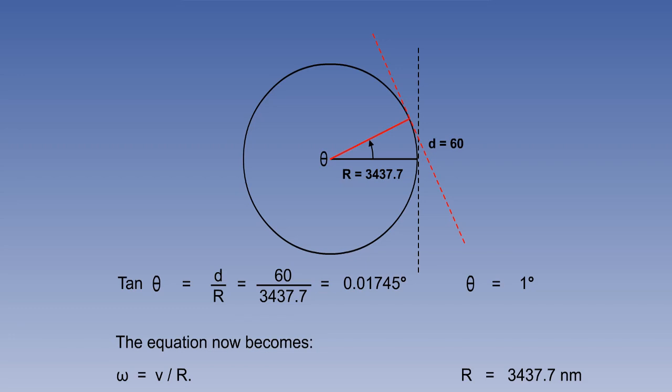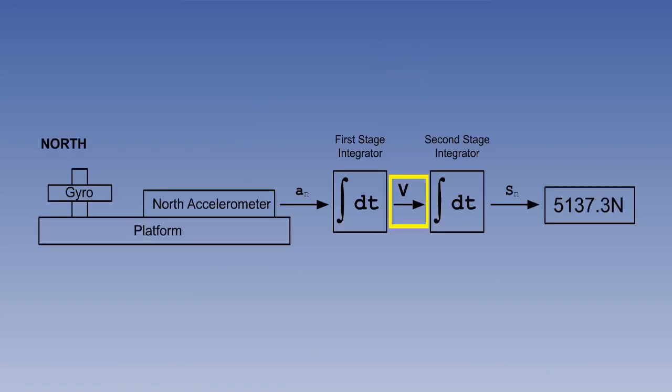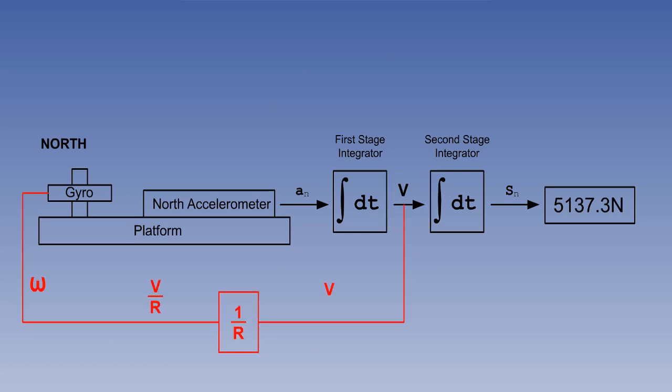We know r, the radius of the Earth. Its average value is 3,437.7 nautical miles. To find omega, we need v, but we already have it. It is coming out of the first stage north-south integrator. All we have to do is take a parallel value out of this source and divide it by r, then feed it back to the gyro, like this.